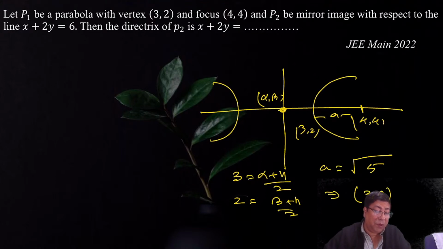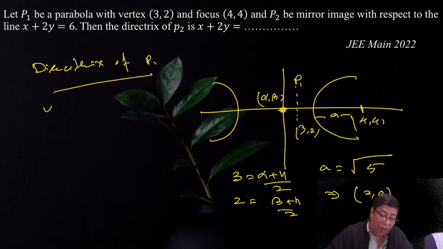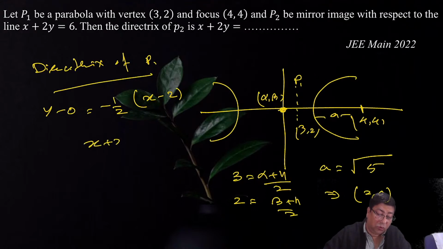Now the equation of the directrix of P1. Directrix of P1 is coming what? y minus y1 equal to minus half into x minus x1, the reason is that the directrix is perpendicular to the axis. So we can get here the directrix is x plus 2y equal to 2. We got it here. Now we have to just see one thing. Then the directrix of P2 is this.